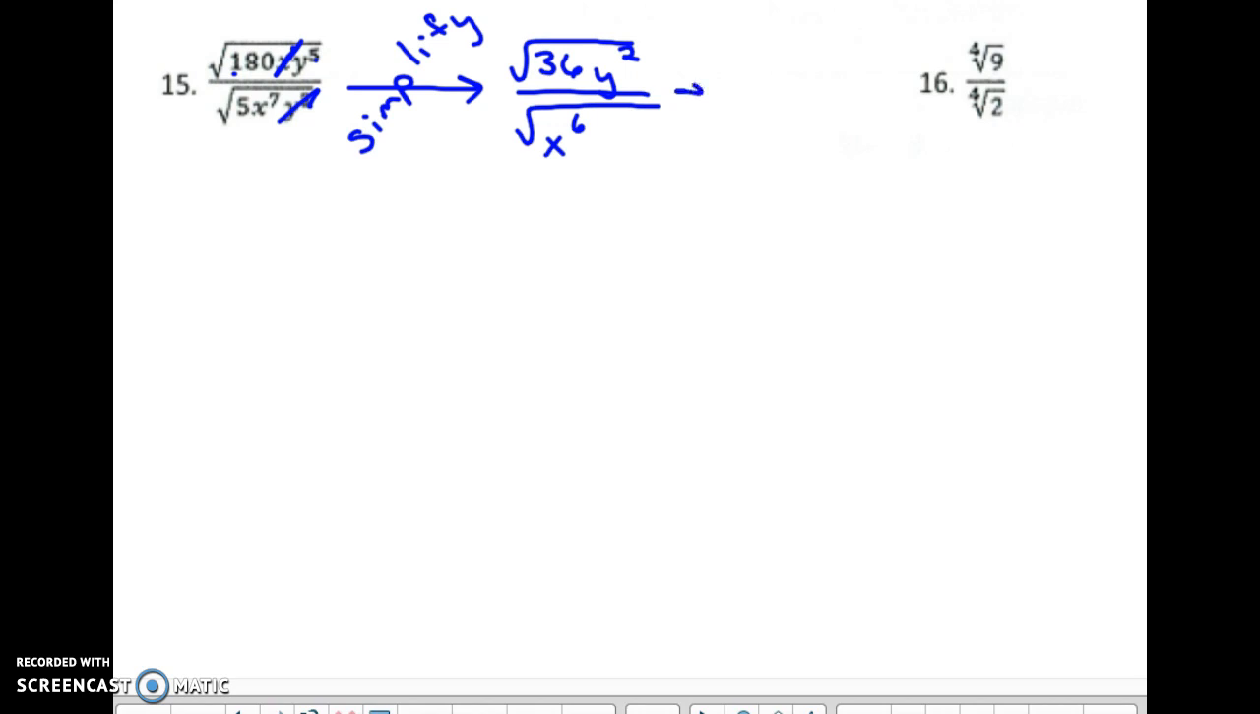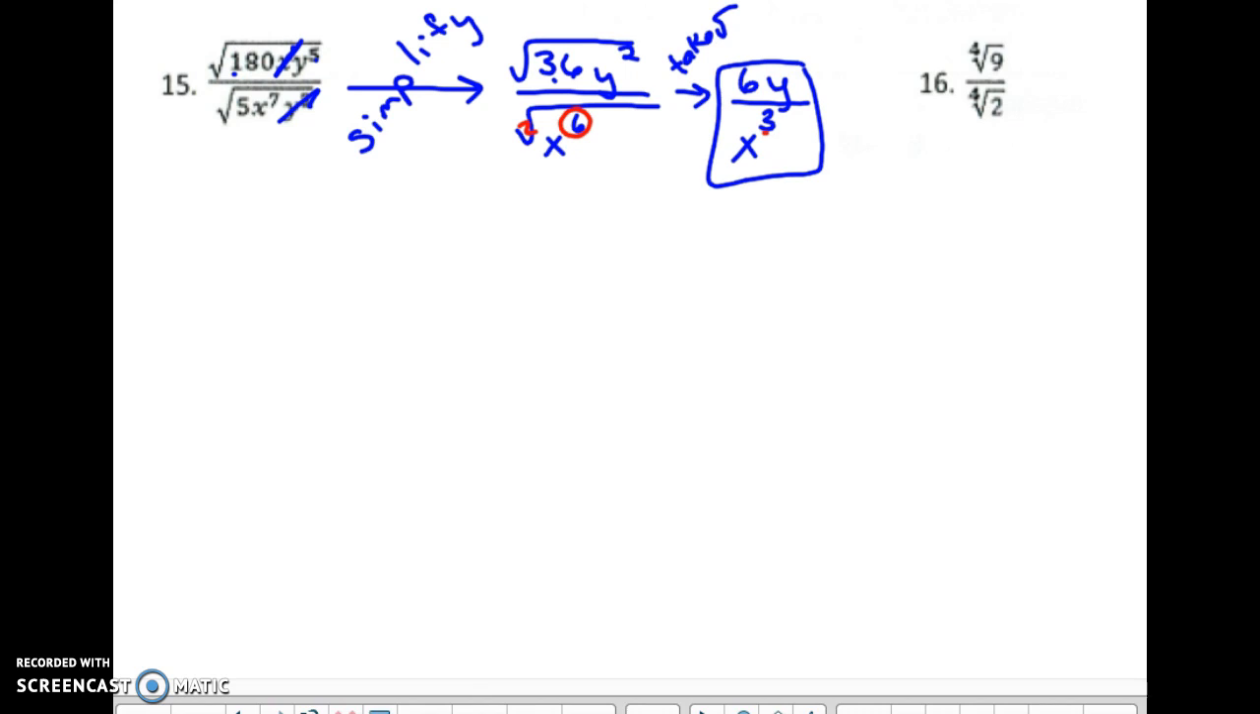And then the last thing we want to do is take the square root. So the square root of 36 is 6. The square root of y squared is y. The square root of x to the 6th is x cubed, because the power divided by the index is 3. And that's as far as that one simplifies.